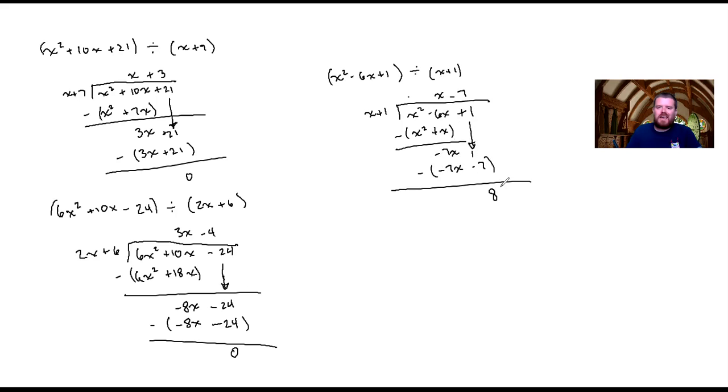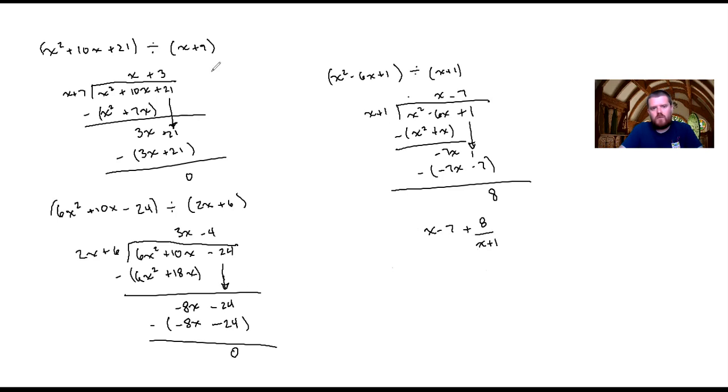So in these cases where we have a remainder, what we're going to do is write what we got on top, x minus 7, and then we'll also write the remainder. The remainder is 8, but I couldn't divide it evenly into x plus 1, so I'll write plus 8 over x plus 1. So you have what you got on the top, and then your remainder is going over what you were dividing into.